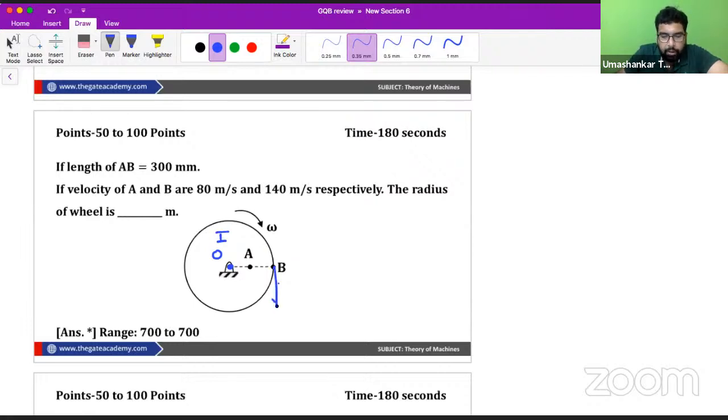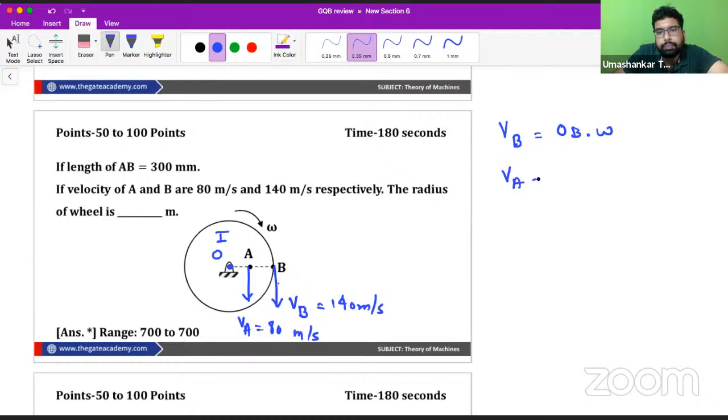So what is the velocity of B they have given? They have given the velocity of B as 140 meters per second. And what is the velocity of A we have been given? We have been given 80 meters per second, right? Now we understand that V is equal to R omega. So VB must be OB into omega, right? And VA must be OA into omega. Yes or no? Okay, I hope it is fine to all of you.